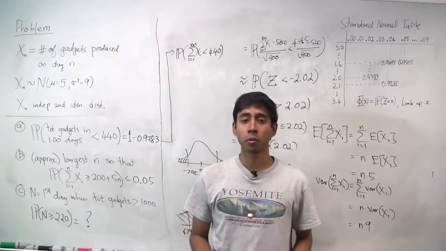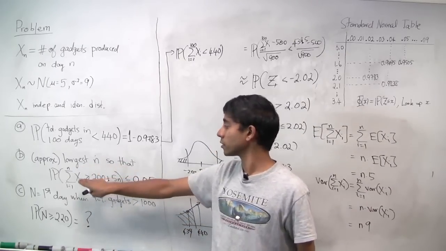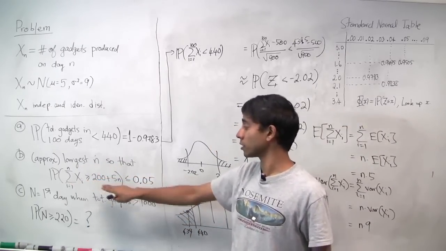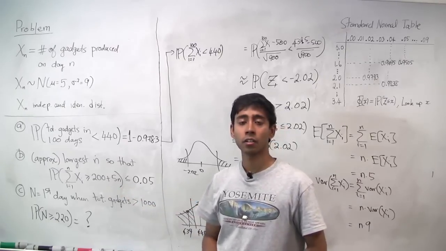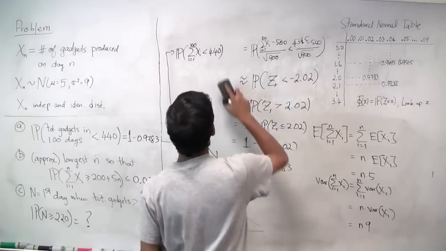Now for part B. We're asked, what's the largest n approximately so that it satisfies this? Again, we can use the central limit theorem and use similar steps here.